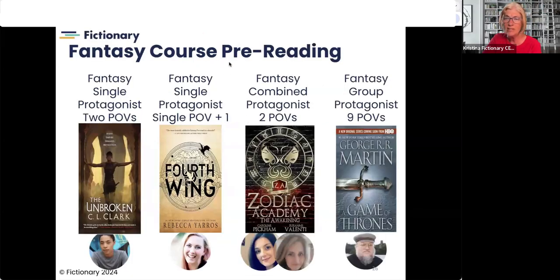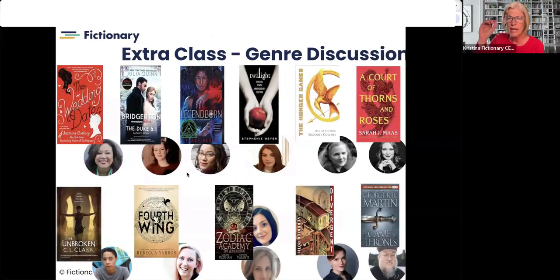And pre-reading, so this was a suggestion from the fantasy course. We're going to do a deep dive into these 4 books. And we're doing it because we've got 2 points of view, single point of view, combined protagonist, group protagonist. And so we chose these specifically. They're all commercially successful. So if you feel like reading books ahead of time, you've got almost 2 months to read these books, all excellent books. And then we're going to do an extra class ahead of time in Fictionary Live, and we're going to look at what genres these books are and why they're in those genres, and the cross-genre aspect, going from straight up romance to straight up dark fantasy, so that we can have a genre discussion around it.